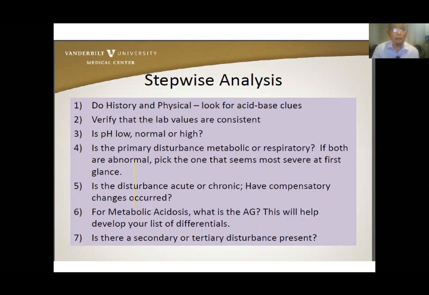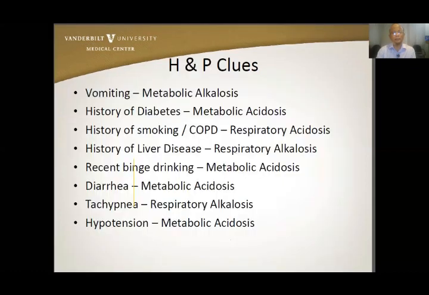Is the primary disturbance metabolic or respiratory? If both are abnormal, pick the one that seems most severe at first glance. Is the disturbance acute or chronic? Have compensatory changes occurred? For metabolic acidosis, what is the anion gap? This will help to develop your list of differentials. Is there a secondary or tertiary disturbance present? So you have to analyze these things.